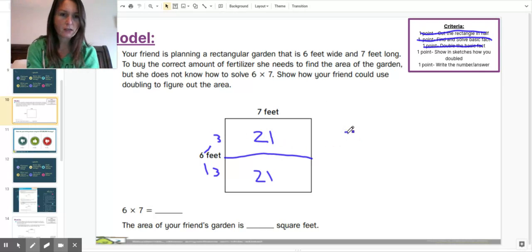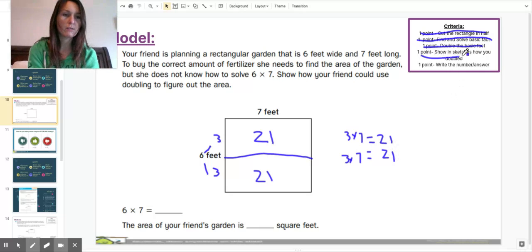I could even write 3 times 7 equals 21, and then I could write that again, 3 times 7 equals 21, if I want to add this to really make it clear in my sketch. Now it says write the number answer. Well, I haven't figured out the answer yet, because what do I need to do? I need to add these two together. So I need to take the 21 plus the 21.